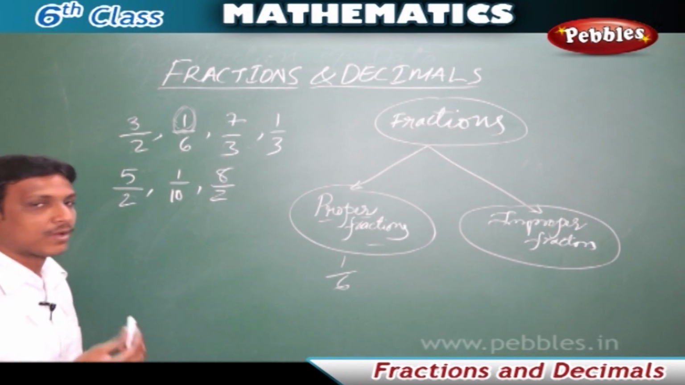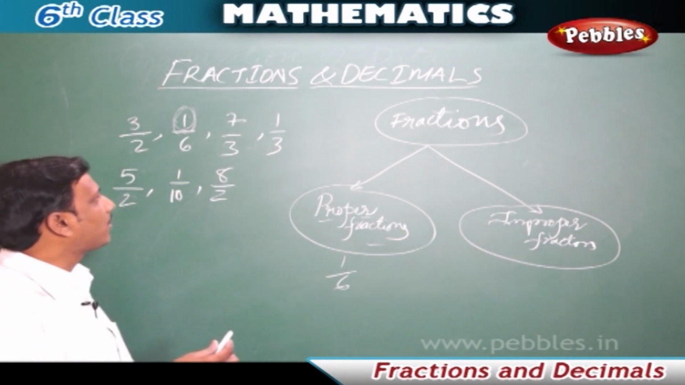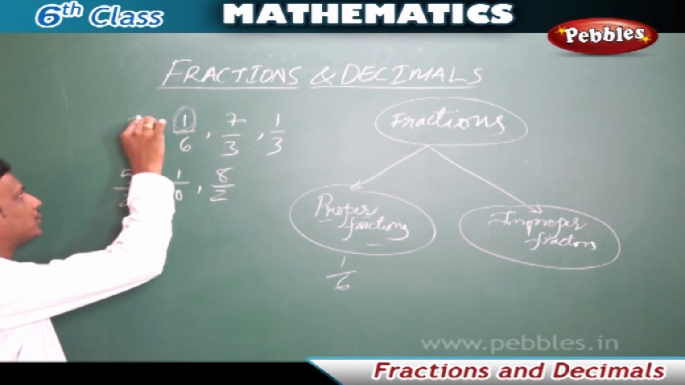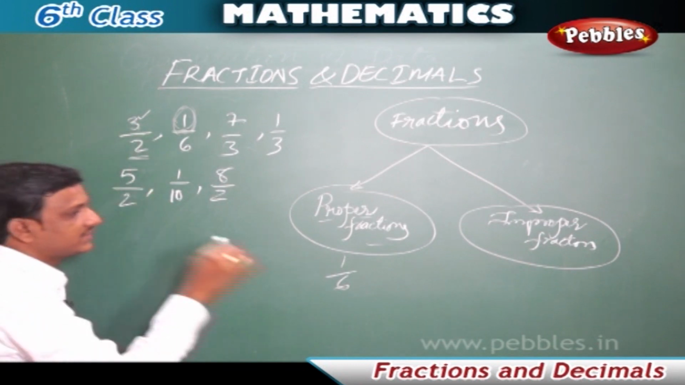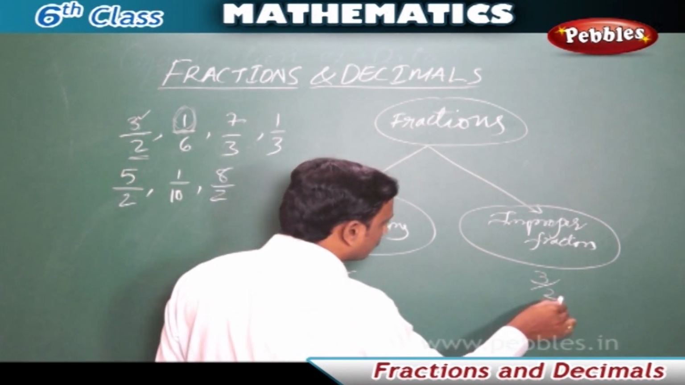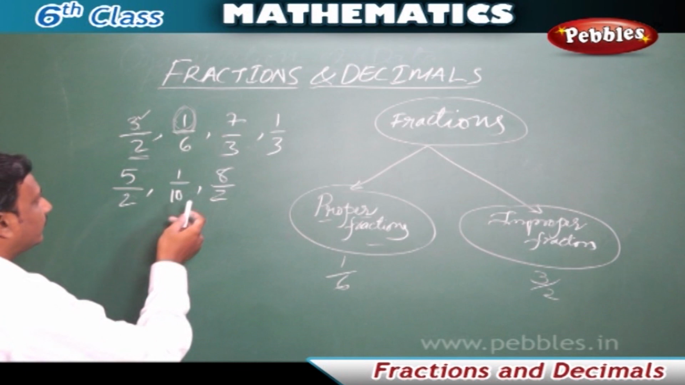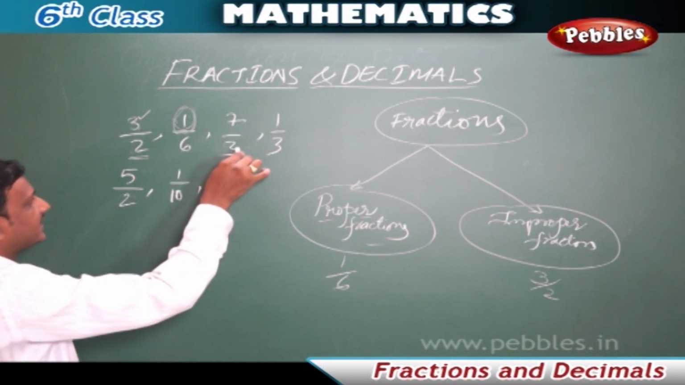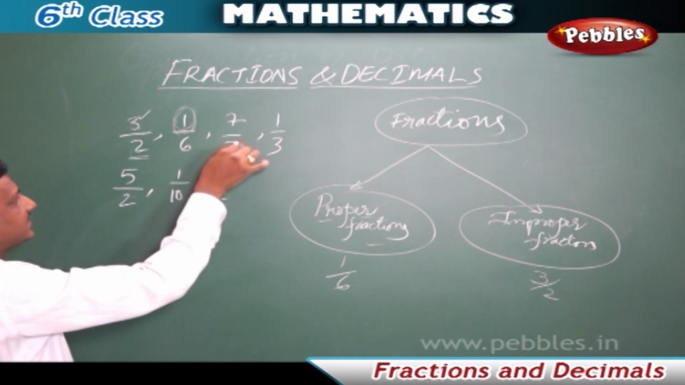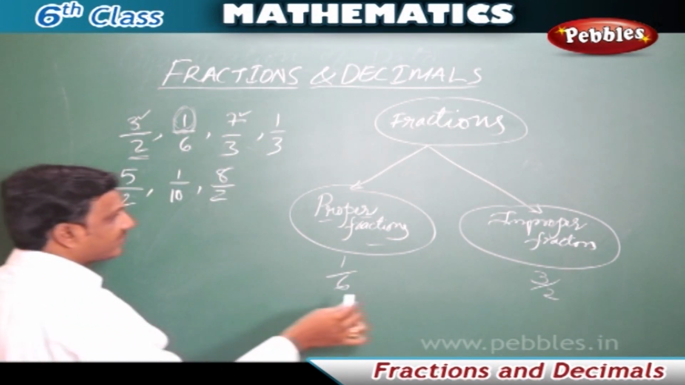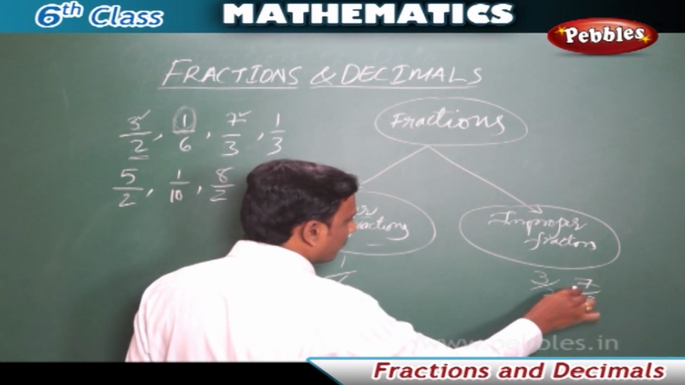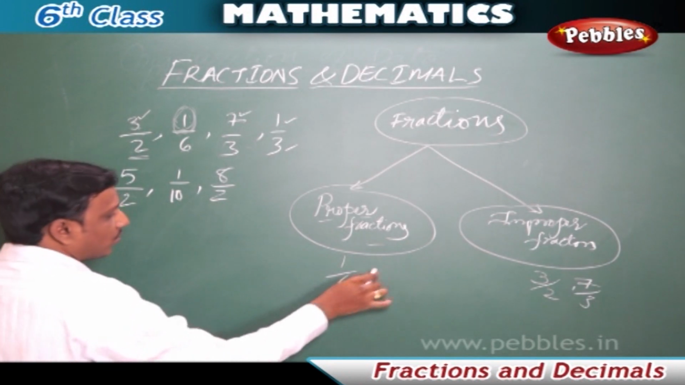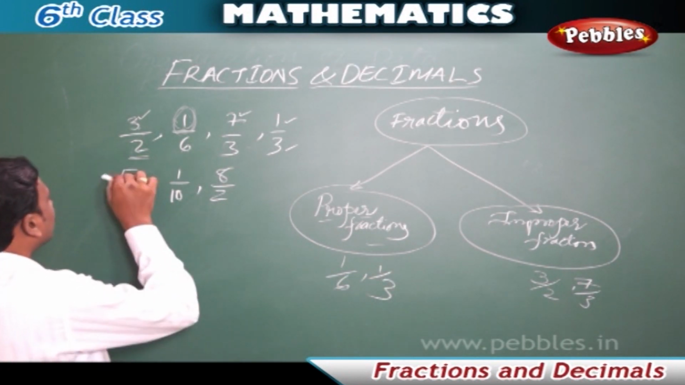Now what is an improper fraction? In improper fractions, the denominator is less than the numerator. So the numerator has the higher value. 3/2 is an improper fraction. Now let us find out which are the proper fractions and which are improper. 7/3. The numerator is the higher value, so 7/3 is an improper fraction. And here 1/3. 1/3 is a proper fraction.